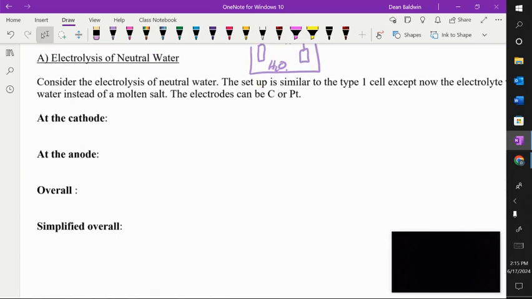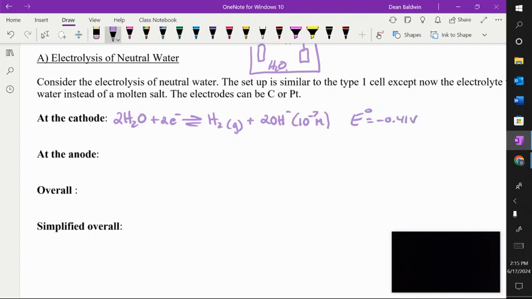So the cathode is 2H2O plus 2 electrons, and the E naught is negative 0.41 volts. Okay.